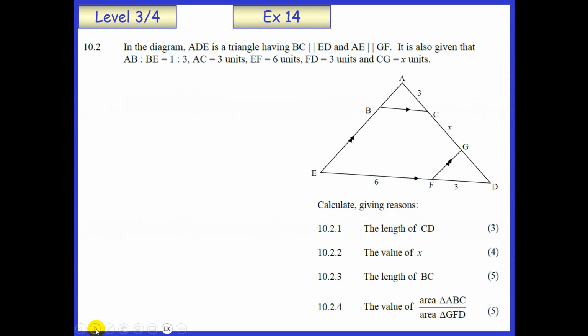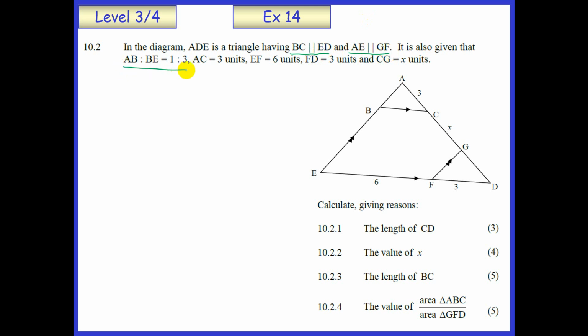Okay, we're moving on to the next question, which is quite interesting. We're looking at this question, which tells us that in triangle AD we see parallel lines. The first one is that we have BC parallel to ED, which is on the diagram. We also have AE parallel to GF, which is also on the diagram. Then they give us some ratios.